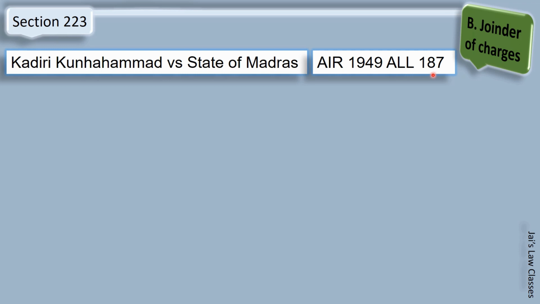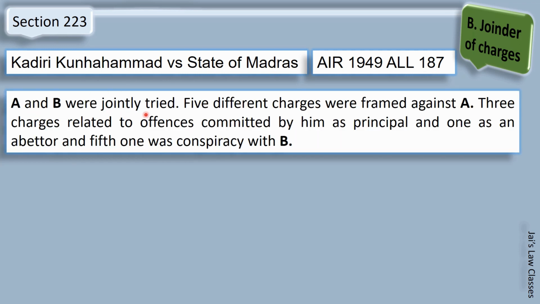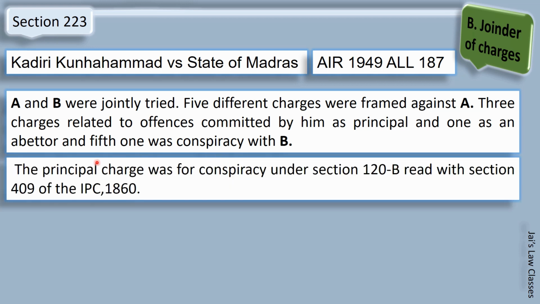In this case, A and B were jointly tried. 5 different charges were framed against A. 3 charges were related to offenses committed by him as principal and 1 as an abettor. And the 5th one was conspiracy with B. So I hope you understand that they are all different charges. The principal charge was for conspiracy under section 120B read with section 409 of IPC 1860. Now he can take a plea that I cannot be charged together.